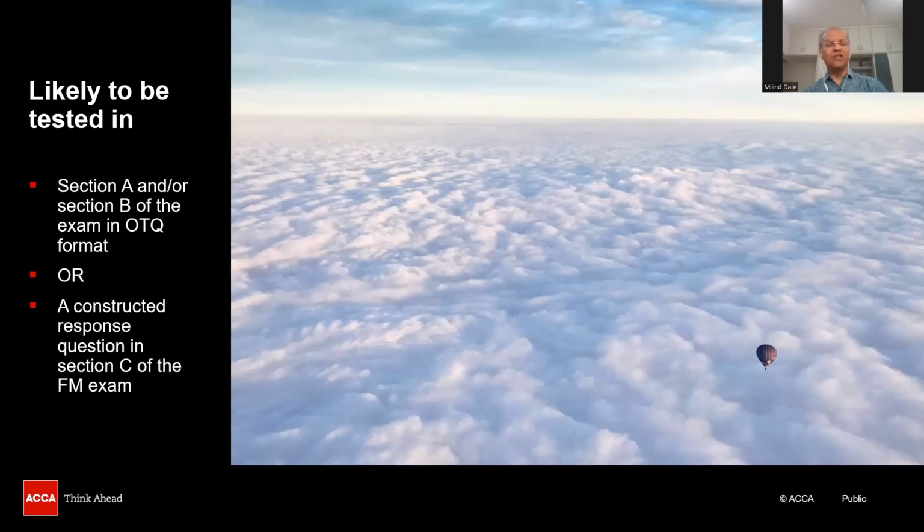Of course, it's already clear that sections A and B of the examination can have questions from any syllabus area. So your preparation has to consider the fact that this particular topic is tested in any section of the examination, either in the form of OTQs or CR type questions.